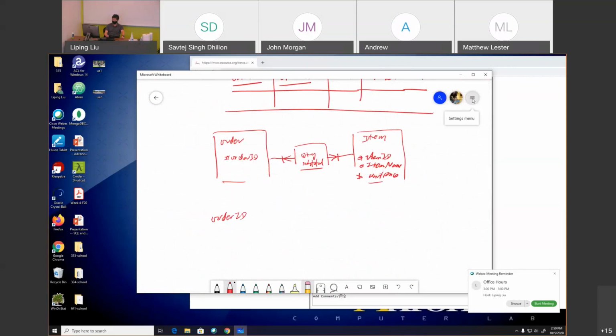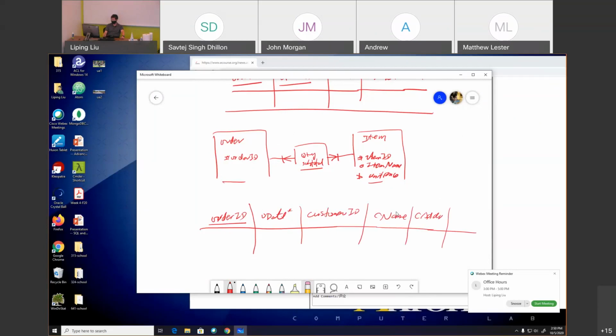Order ID, trying to improve handwriting on this small tablet. And then order date, okay, may be required. And then customer ID, customer name, customer address, and then order total. Okay, and then with order ID as a primary key in this case.